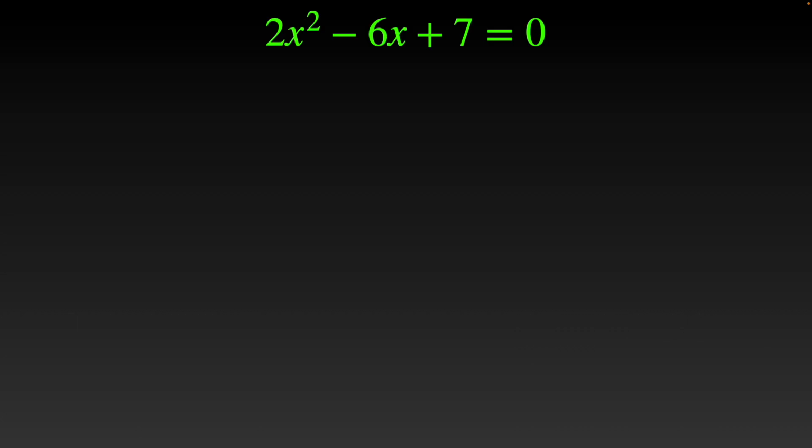Our equation is 2x squared minus 6x plus 7 is equal to 0. Let's identify a, b, and c. A is 2, that's the number in front of x squared. B is negative 6, that's the number in front of x, and c is a constant, which is 7. Now let's compute b squared minus 4ac.